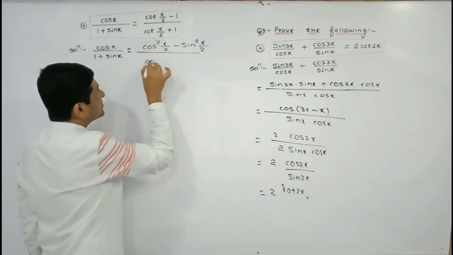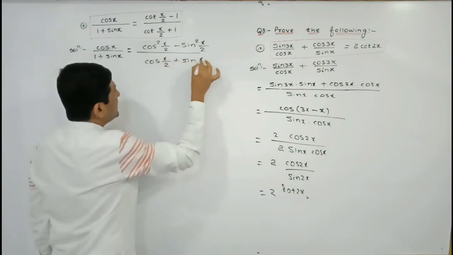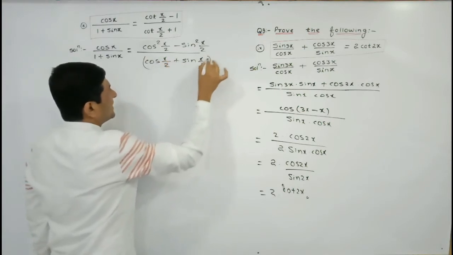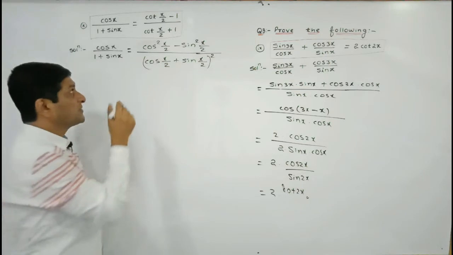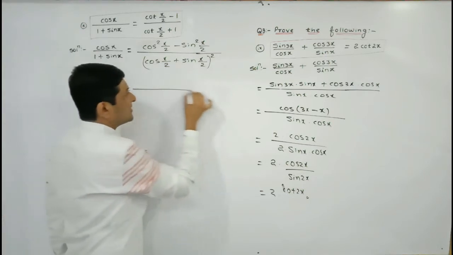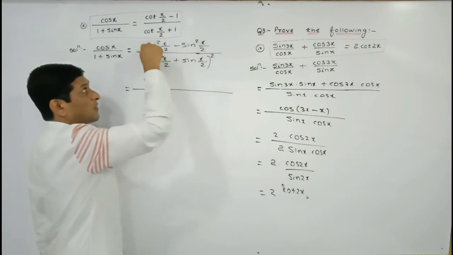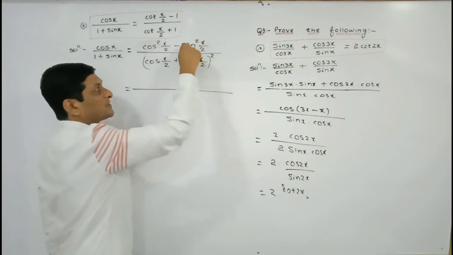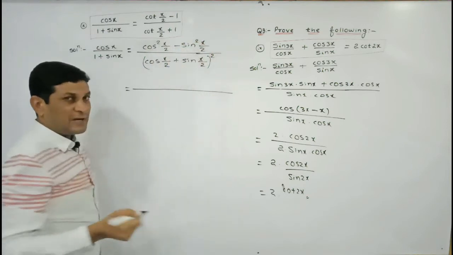So its value will be equal to cos x by 2 plus sin x by 2 whole bracket square, which is nothing but the value of 1 plus sin x. Now if you observe the numerator, is it in the form of a square minus b square? A means cos x by 2, and b means sin x by 2. So it is in the form of a square minus b square.